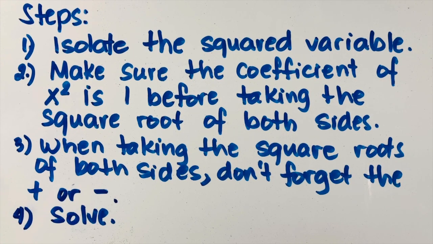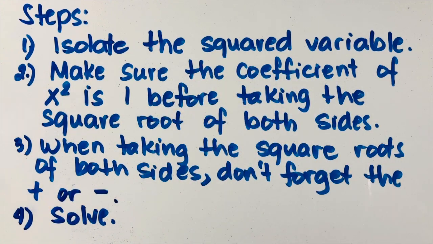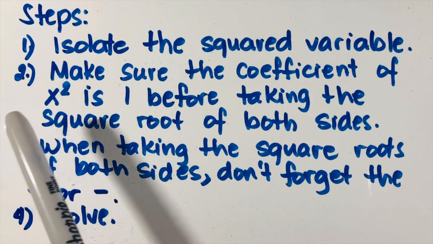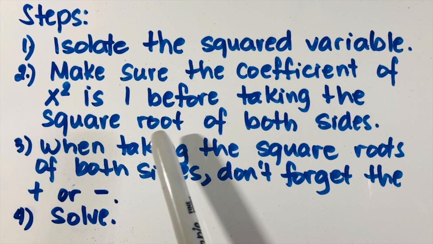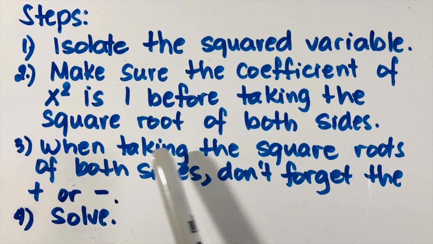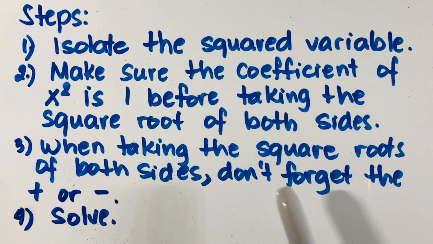Now, how do we solve quadratic equations using the square root property? What are the steps? First, isolate the squared variable. Second, make sure the coefficient of x squared is 1 before taking the square roots of both sides. Number 3, when taking the square roots of both sides, don't forget the plus or minus sign, and then solve.